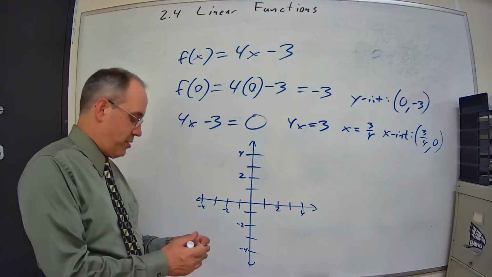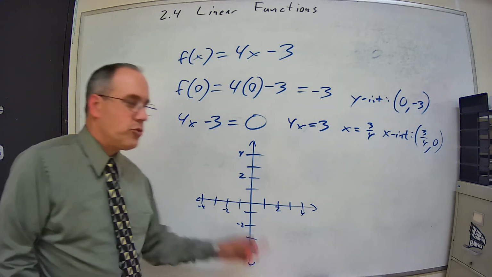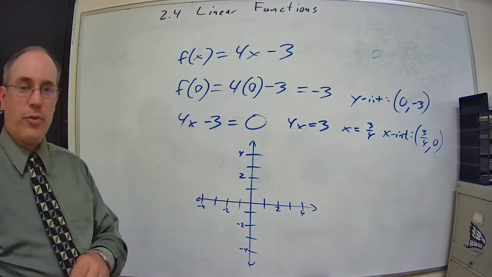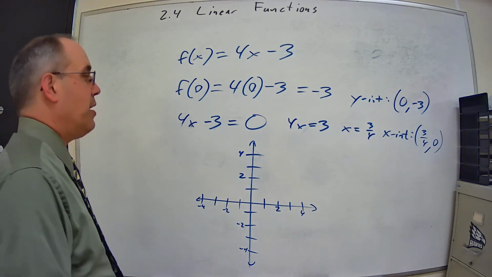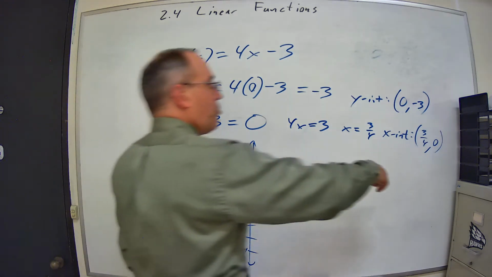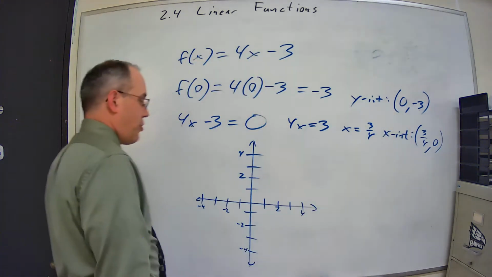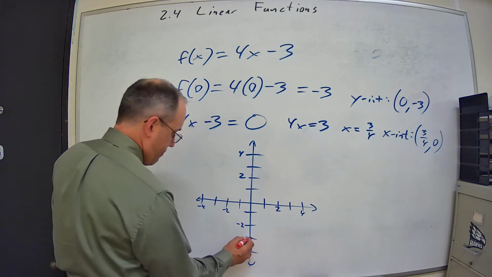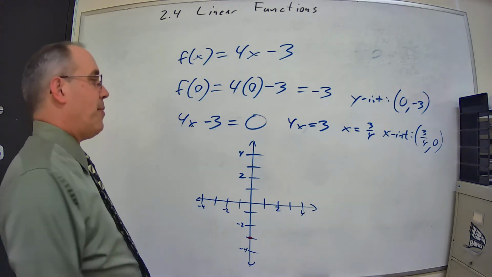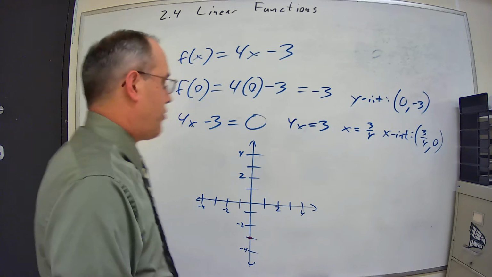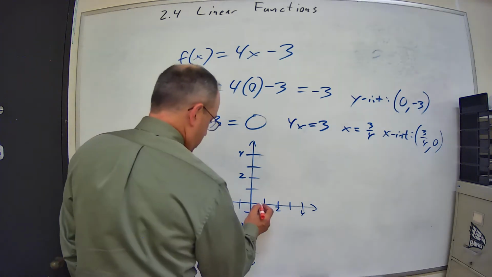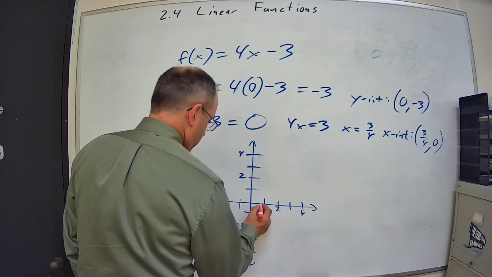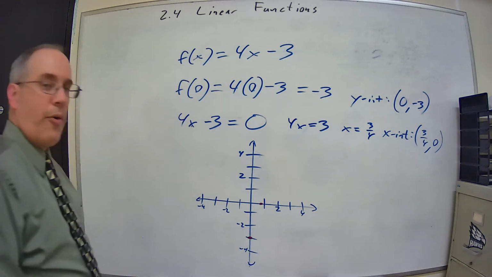So we have this, that's my grid. Tried to make it somewhat reasonable so the line would come out close to correct. So I'm going to plot my 2 points. I've got my y-intercept, which is (0, -3), and then I've got my x-intercept, (3/4, 0). So now we have that.